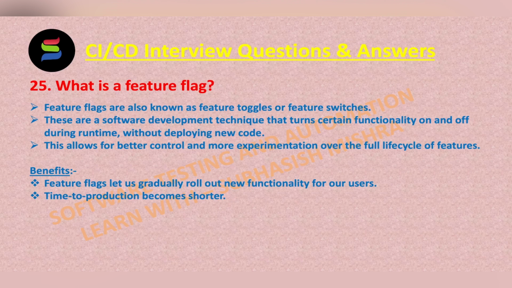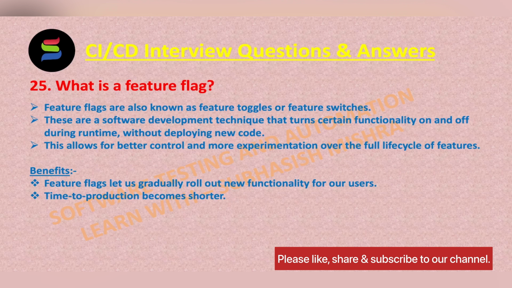Another advantage is time to production becomes shorter. So, we can keep a feature flag disabled for all users except the developer and QA team. So, they can test and fine tune the feature before we roll it out to more users of our software. Once the feature is production ready, we can flip the switch for all users.